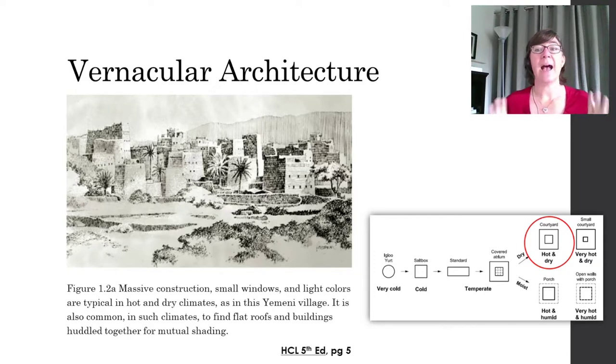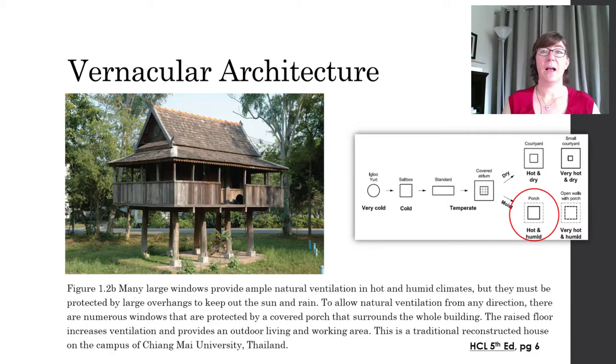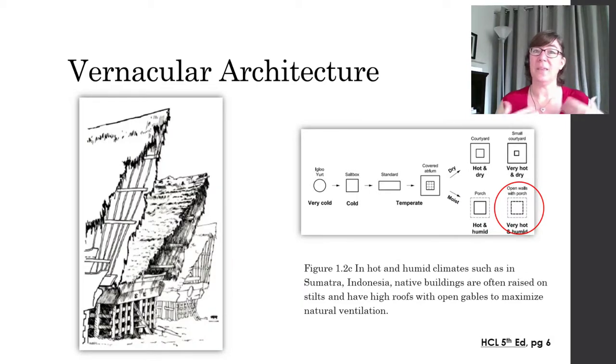So starting with a hot and dry climate, we see this example of massive construction, small windows, light colors. In a hot and humid climate, remember we want to catch those breezes, so natural ventilation, shaded windows. Moving to the very hot and humid, here we have a building raised up on stilts, high roofs, open gables, and absolutely maximum natural ventilation. They really, really want to catch the wind.